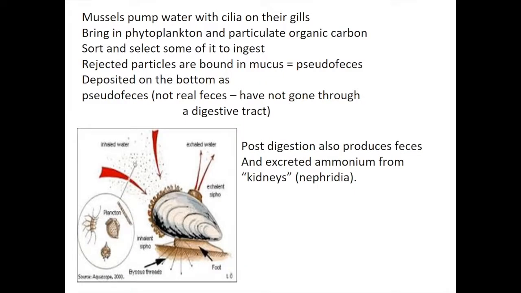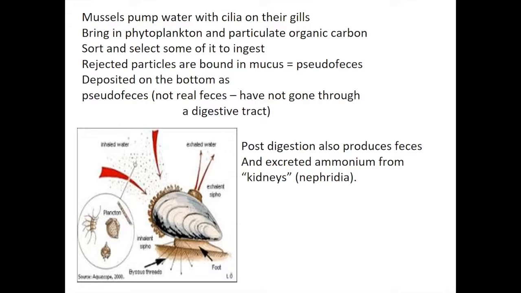Mussels then pump water with their cilia on their gills into their valves, which brings in phytoplankton and particulate organic carbon. It's sorted and selected on their gills, and then they decide which parts they're going to ingest. In fact, they only feed on very high quality particles that are within a certain size range. The particles that they don't want to eat are then rejected, and those are bound up in mucus by the labial palps and parts of the gill into what are called pseudofeces.